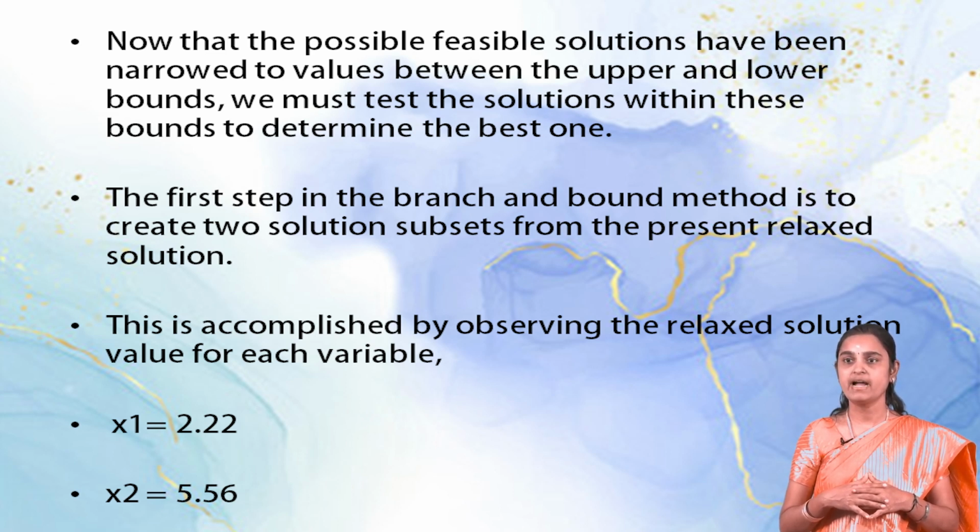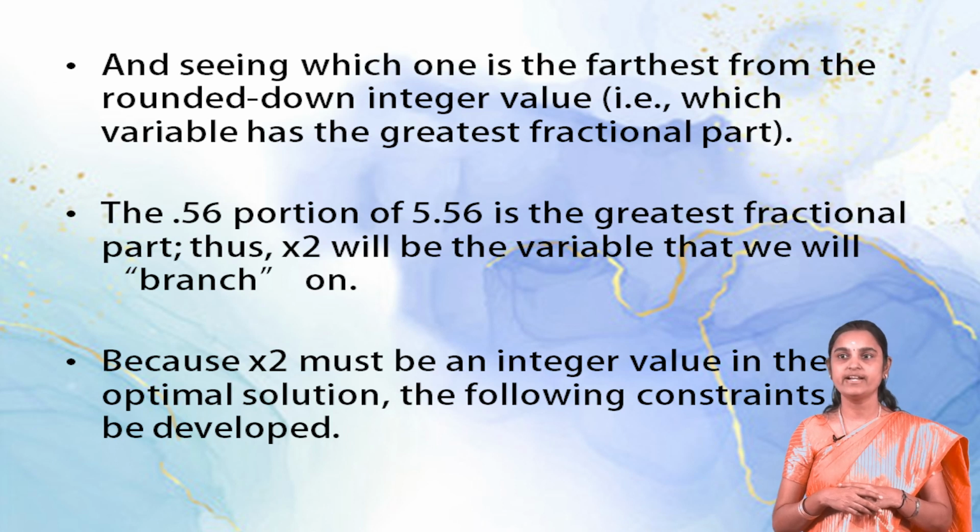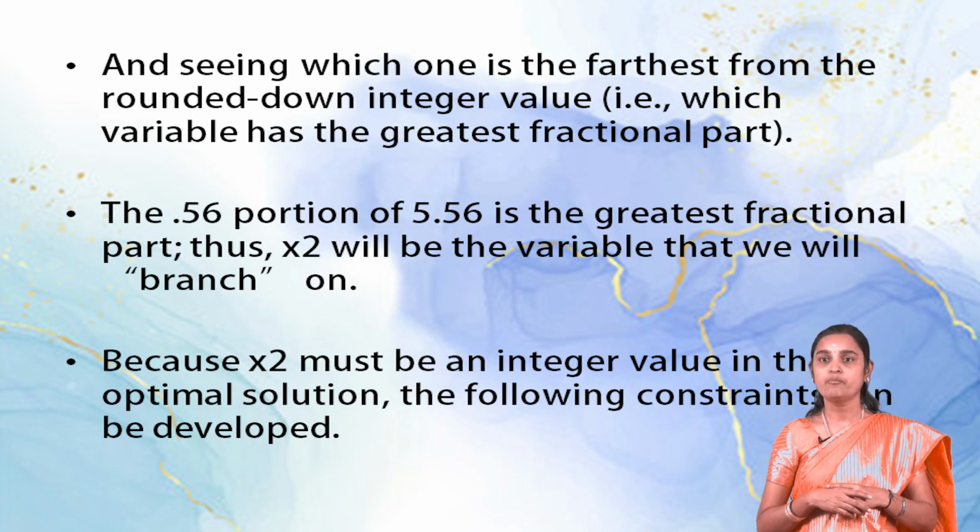This is accomplished by observing the relaxed solution value for each variable, x1 equal to 2.22 and x2 equal to 5.56, and seeing which one is the farthest from the rounded down integer value, that is, which variable has the greatest fractional part. The 0.56 portion of 5.56 is the greatest fractional part, thus x2 will be the variable that we branch on.